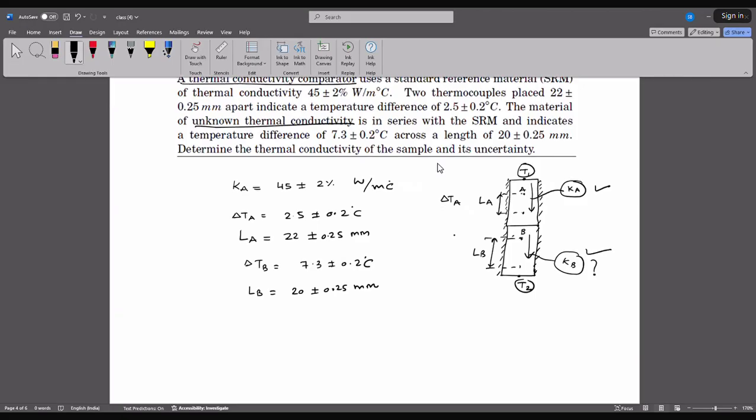Okay, so how do we do this? The principle is that whatever heat flux is going through material A, the same heat flux is running through material B. That means Ka delta Ta over La is the heat flux going through material A. It will be the same as the heat flux going through material B, and that is Kb into delta Tb over Lb. This is from Fourier's law of heat conduction, right?